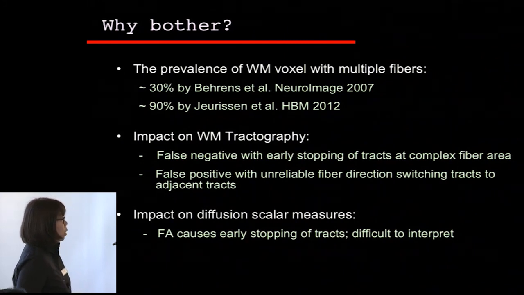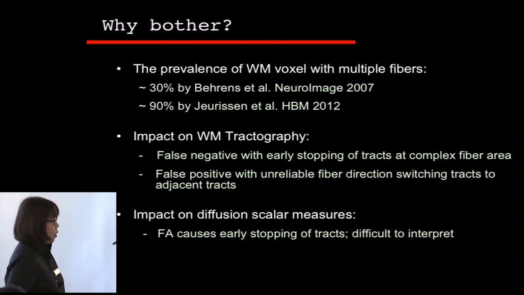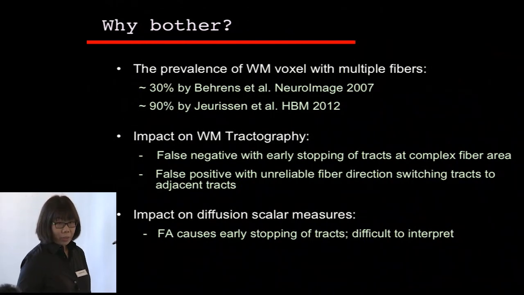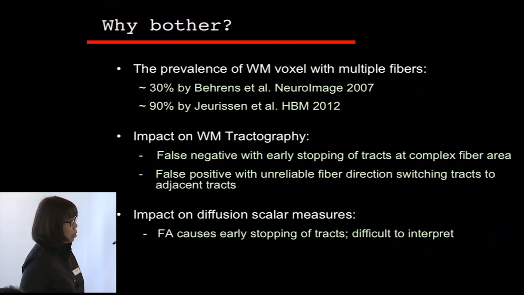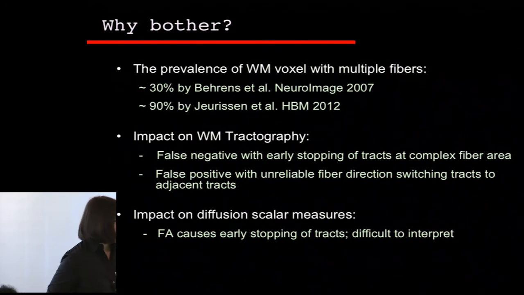Also, the diffusion scalar measure, for example, fractional anisotropy, is very difficult to interpret. I mean, we need to interpret with really great caution. And usually in the tractography algorithm, people use fractional anisotropy as an indication of white matter, so you may cause early stopping of these tracks when using this approach.